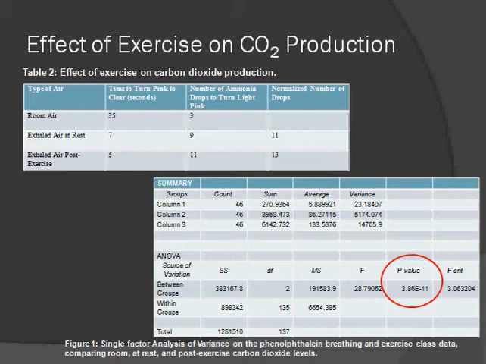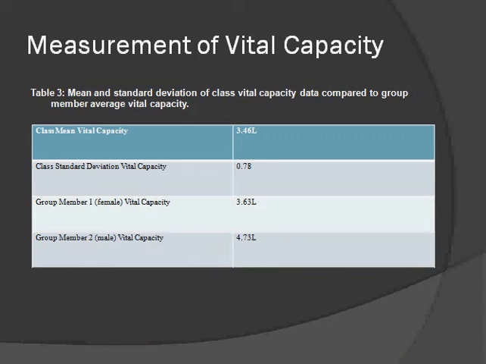This statistical analysis provides evidence to support the original hypothesis that post-exercise air indeed contains more carbon dioxide than resting exhaled air. In the last experiment of Lab 5, vital capacity of the observer's lungs was measured using a spirometer. Observer 1, a female, had an average vital capacity of 3.63 liters, while the male observer had an average of 4.73 liters, as seen in Table 3.